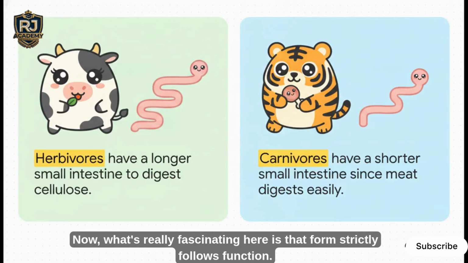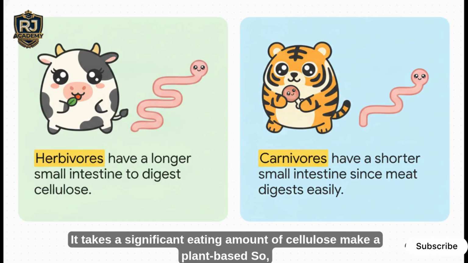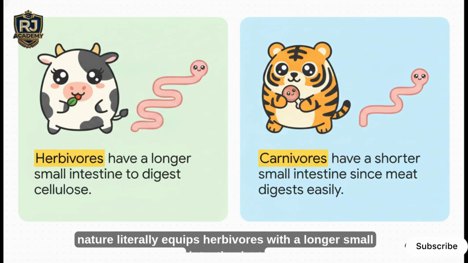Now, what's really fascinating here is that form strictly follows function. This perfectly explains why a plant-eating cow needs a much longer digestive tract than a meat-eating tiger. Think about it. If you're an herbivore eating a plant-based diet, you're taking in a lot of cellulose. Cellulose is incredibly tough. It takes a significant amount of time to break down. So nature literally equips herbivores with a longer small intestine just to provide that necessary extra processing time.